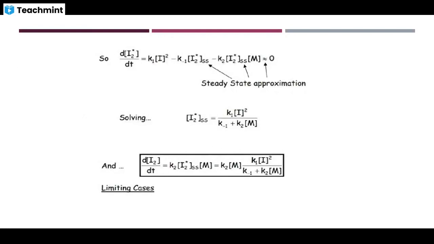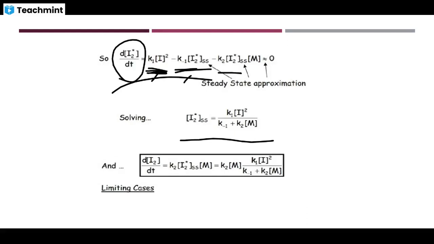Using the steady state approximation, consider d of I2 star by dt. What are the reactions that form it, and what are the reactions that decompose it? Formation is positive, decomposition is negative. Just slightly rearrange the equation and you get the relation. Then substitute into the rate equation.